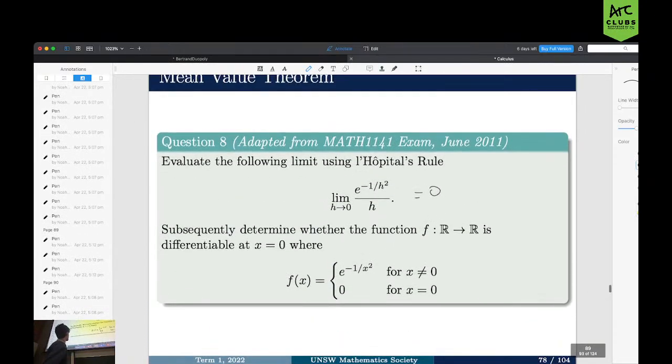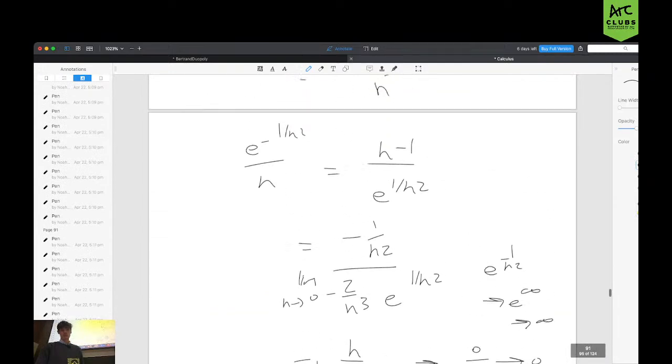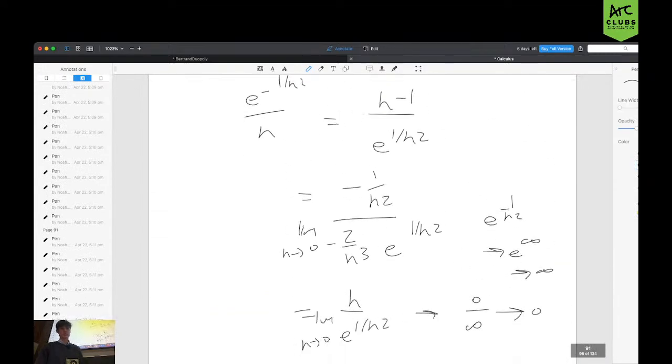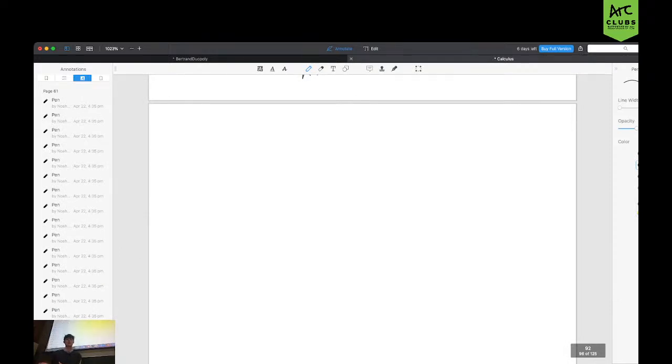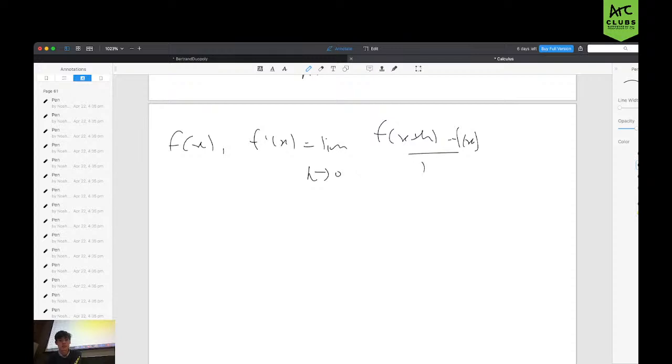It also asked us to determine whether the function is differentiable at x equals 0. So to determine whether a function is differentiable depends on whether its derivative is defined at that point. So what is the derivative again? Using first principles, right? If we have a function f of x, its derivative will be the limit as h approaches 0 of f of x plus h minus f of x, all divided by h. And this is just sort of a rise over run idea.